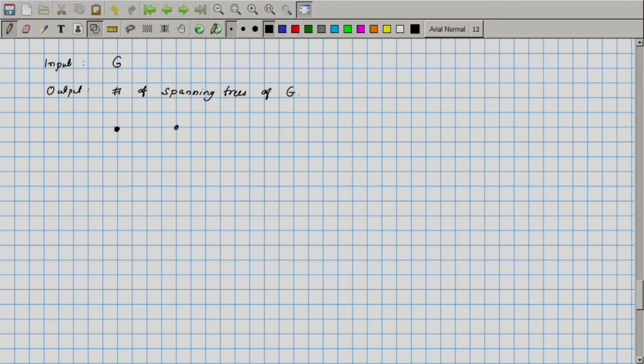For example, if we had taken this particular graph, it is a simple graph. So, this has 4 vertices and 5 edges. How many spanning trees does this have? Well, if you keep the edge 1, 3 in the spanning tree, then let us look at the number of spanning trees for this particular graph. This could be 1 and there are 4 such.